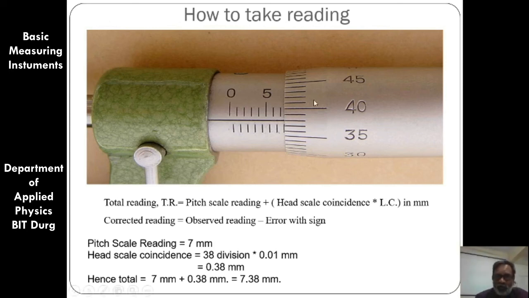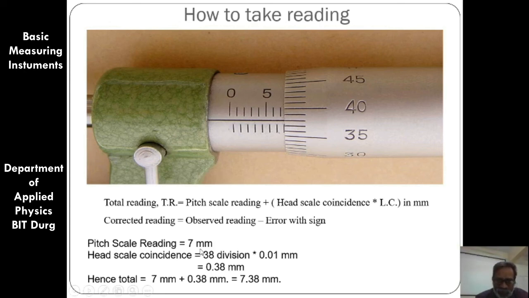Now, when I want to find the circular scale reading, this is the reference line for the circular scale reading. What I see here is that the 35th mark has been crossed, then 36th, 37th, and 38th is the reading of the circular scale. So 38th division of the circular scale. Main scale reading is 7 mm.